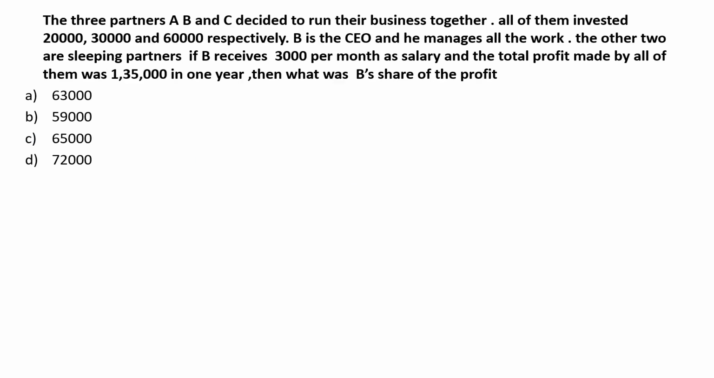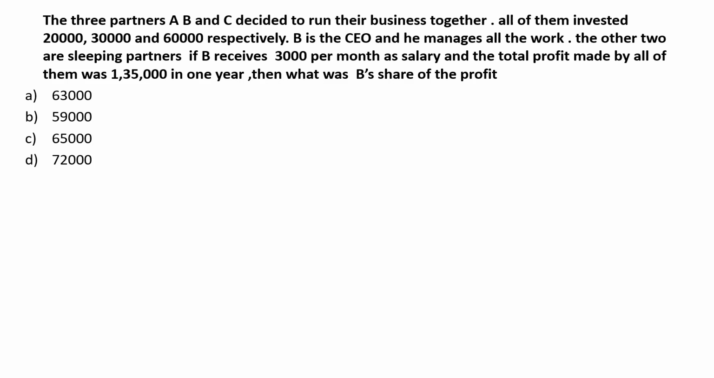The 3 partners A, B and C decided to run their business together. All of them invested 20,000, 30,000 and 60,000 respectively. B is the CEO and he manages all the work. The other 2 are sleeping partners. If B receives 3,000 per month as a salary and the total profit made by all of them is 1,35,000 in 1 year, then what was B's share of the profit?